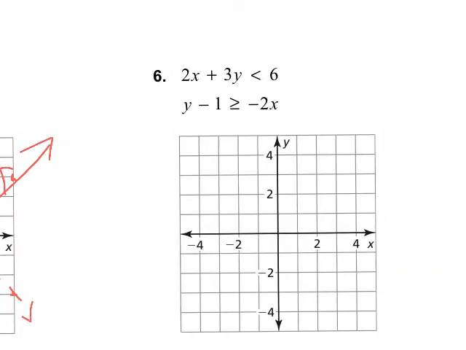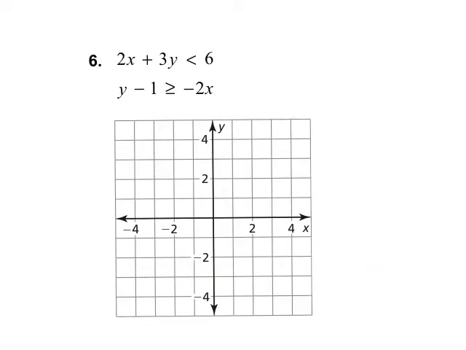Number 6 is the hardest type because we do not have y by itself. Can I get a show of hands? How many people turned it into slope-intercept form first? And how many people did standard form with intercepts? A whole one person. Okay. All right. So I'll do slope-intercept form then.